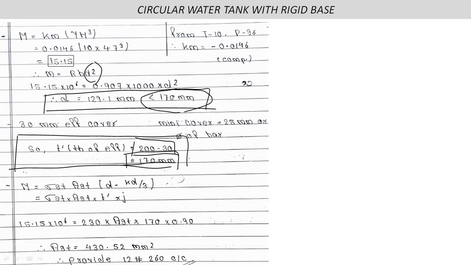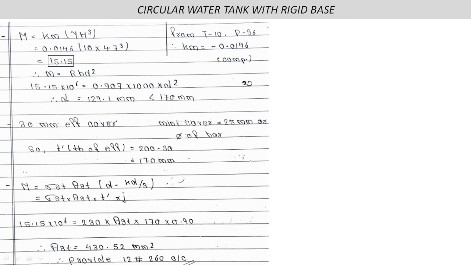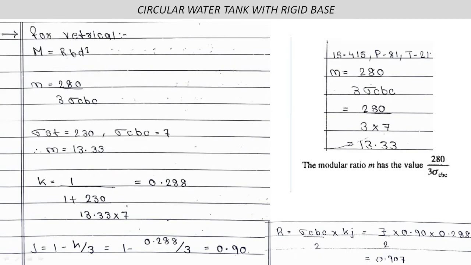So here, the 30 is clear cover, not the diameter of bar. It is the effective cover which will be provided on both sides as 15 mm. So our thickness will be 170 mm, and here we have provided 170 mm for the check, which is okay. So we have finished with this equation, M is equals to RBD square, for the check.